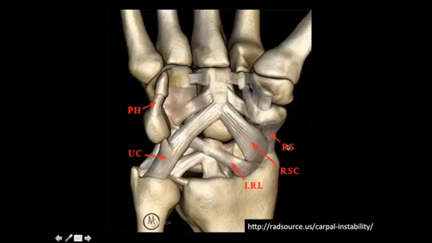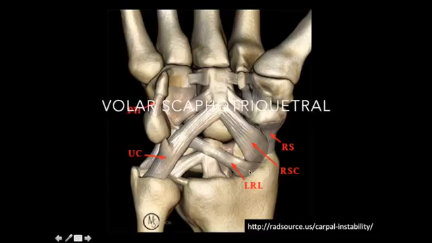Here's a simpler representation showing the radioscaphocapitate and the ulnocapitate ligament collectively forming the arcuate ligament of the wrist. We also nicely see the radiolunotriquetral ligament, also known as the long radiolunate ligament. Along the far lateral margin, we see the radioscaphoid ligament, which is labeled RS. Along the more distal aspect of the arcuate ligament, we also see a ligament extending along the volar aspect of the scaphoid into the triquetrum, known as the volar scaphotriquetral ligament.